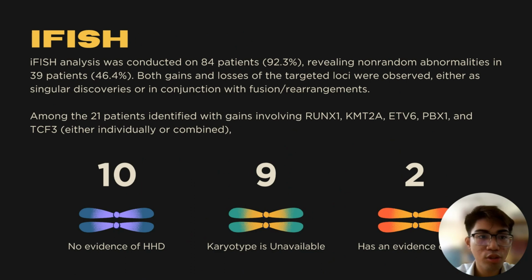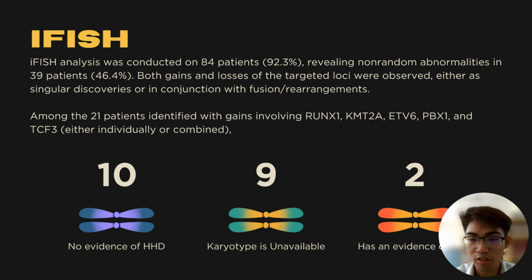The next method that was used is the iFISH analysis, and it was conducted on 84 of the patients, mostly the majority. And their results reveal non-random abnormalities in 39 of their patients. Both gains and losses of the targeted loci were observed, either as singular discoveries or in conjunction with fusion and rearrangements. Among them, 21 patients were identified with gains involving RUNX1, KMT2A, ETV6, PBX1, and TCF3, either individually or combined.